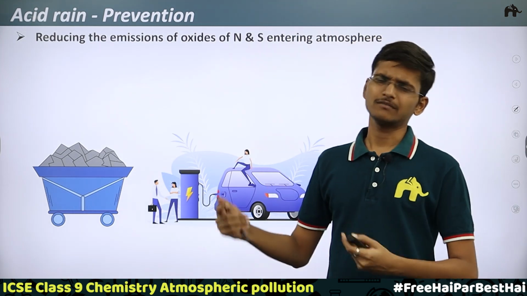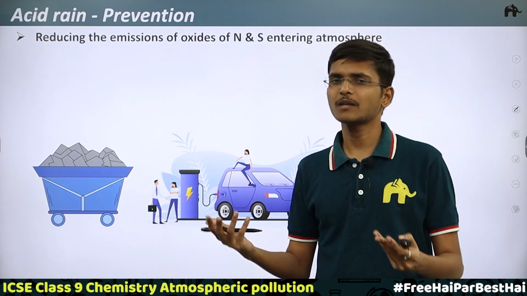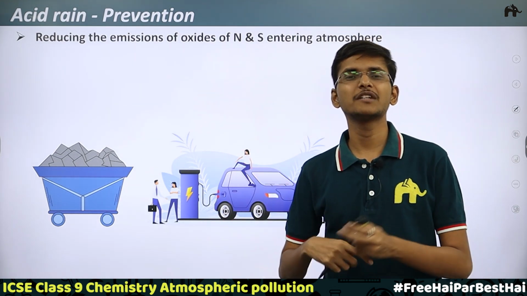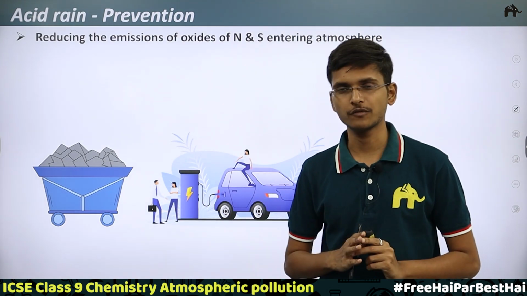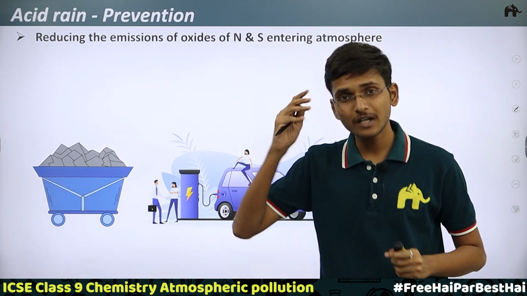Correct? Now see, the carbon dioxide is getting mixed with water, but carbonic acid is a weak acid, so it is not affecting the pH of the rainwater, it is not making water too acidic. But this sulfuric acid and nitric acid, man, they are causing a problem for us. Correct? And these are formed because of the oxides of nitrogen and sulfur. So we need to cut the root cause itself.